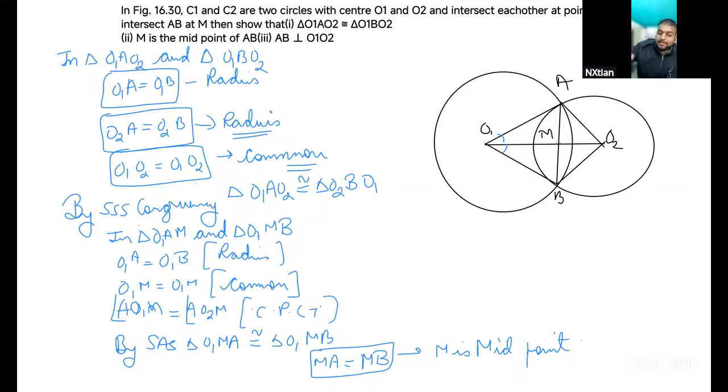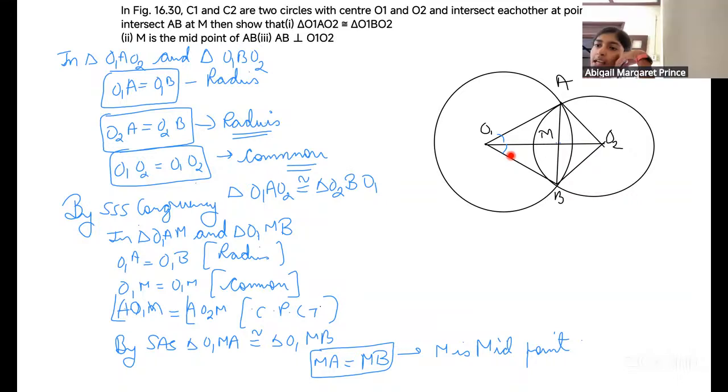Okay, now listen, guys. Because these two triangles, like in the previous part, these two triangles O1A, O2 and O1B, O2 are equal, these angles are also equal. They are overlapping on each other because they are congruent. So angles A, O1M and B, O1M are both equal. Understood, Abigail? Yes or no? Yes, sir, I understood that the angles are equal.